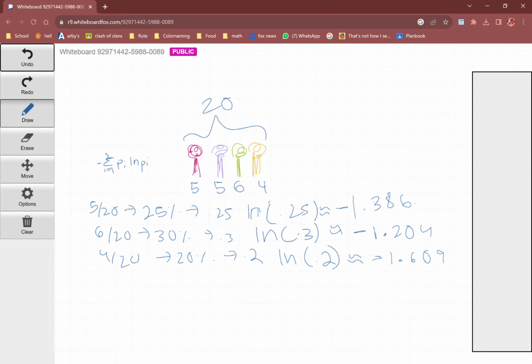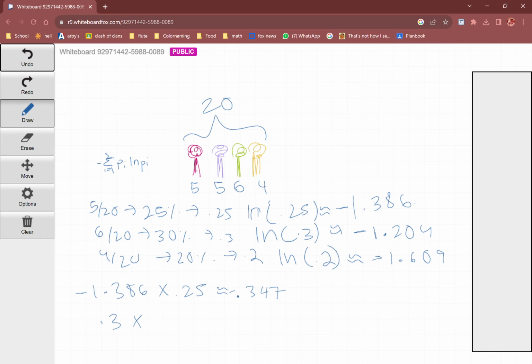So now what we want to do is find p of i times natural log of p of i. So for the first one, it's going to be negative 1.386 multiplied by 0.25, right? I have it stored in my calculator, so I'm just going to use the full value instead of my approximation. But you can probably use the approximation on the test. I don't think they'll care. So this is approximately negative 0.347.